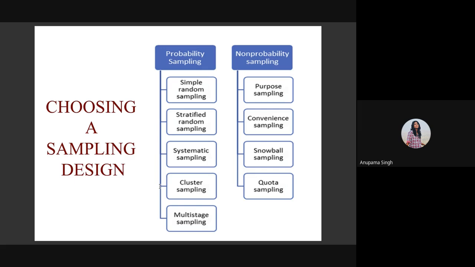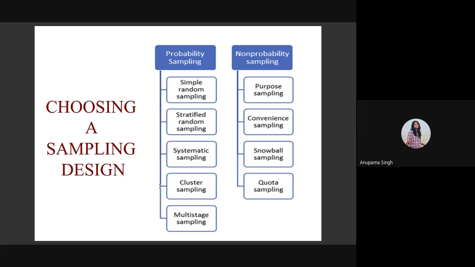So we have two kinds of sampling designs. One is probability sampling and another one is non-probability sampling. As the word clearly says, probability sampling has something to do with probability. And there you have the probability, or we call it in simpler terms, chance. The chance of being selected in a sample. So how we are giving chances to different individual units to be included in our sample.